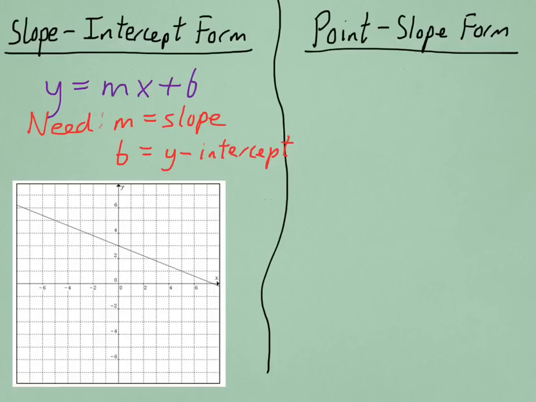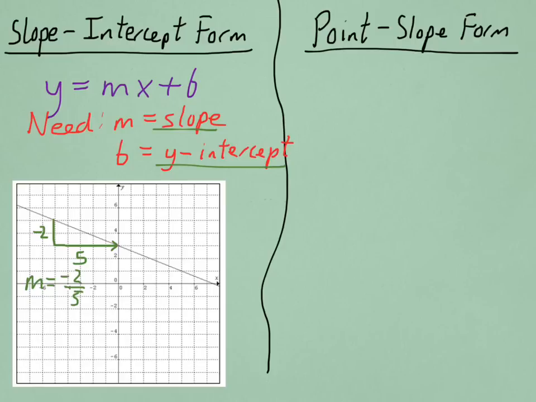Okay, so for this example that's below, this is the same one as in the previous video. I could write the equation of the line in slope-intercept form by finding the slope and the y-intercept. To find the slope, I can count the rise and the run. So the rise is -2 because I'm going down, and the run is 5. So the slope is -2 over 5.